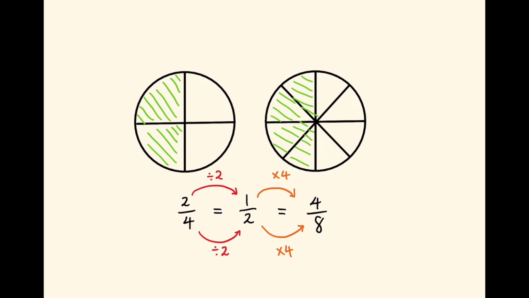In this case, half is the fraction that's in its simplest form because the highest common factor of 1 and 2 is 1. So this fraction cannot be simplified any further. And altogether, we can say that half, 2 on 4 and 4 on 8 are all equivalent fractions.